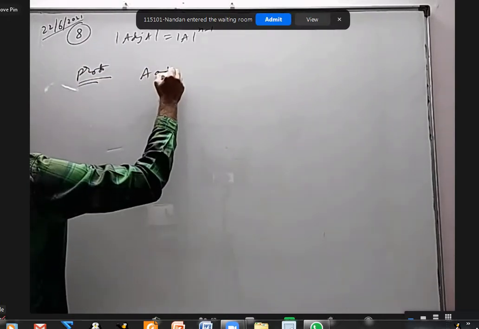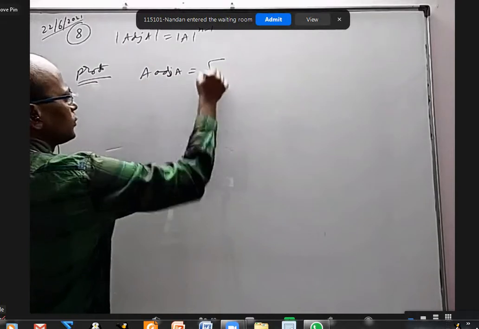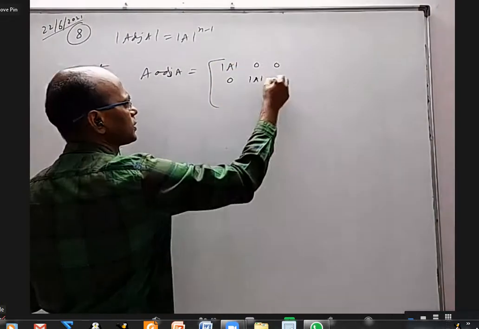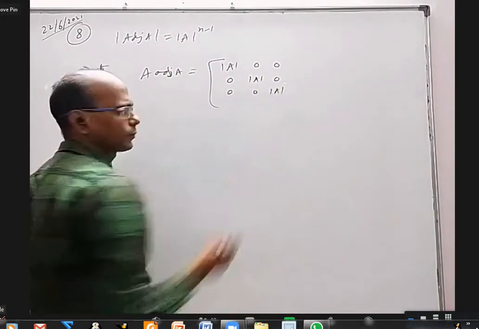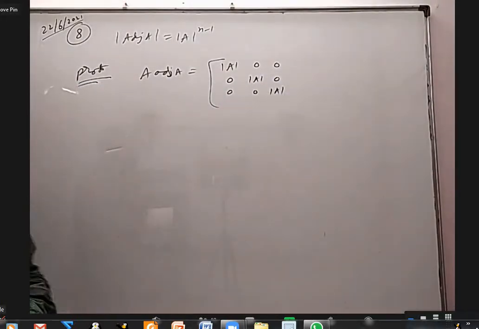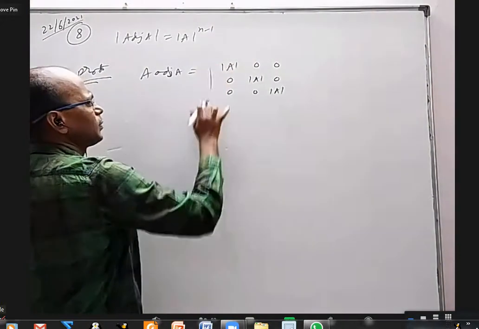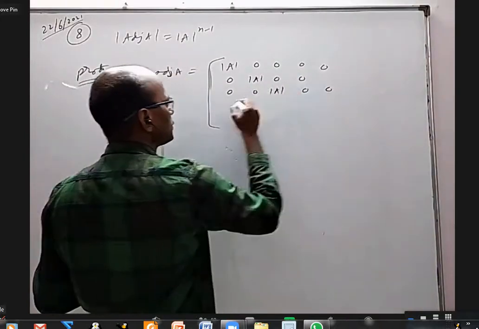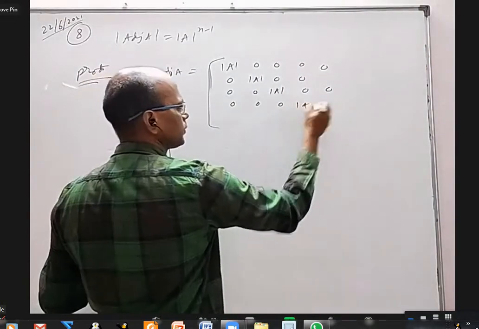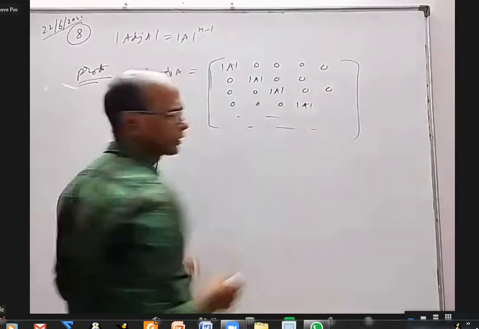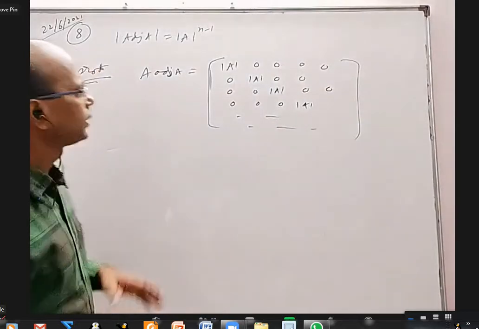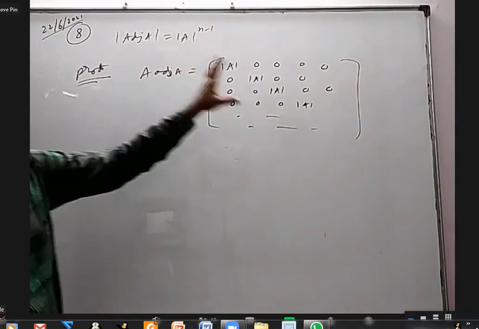Don't worry. Proof. A into adjoint A. All of you know for 3 by 3 what we got: det A 0 0, 0 det A 0, 0 0 det A. If it is an n by n matrix, I would have got some more zeros here, and like this it will become. All the diagonal elements will be det A, and the rest will all be 0. Now the product of these two matrices is this.